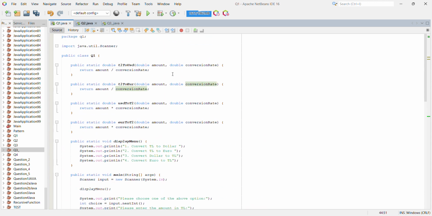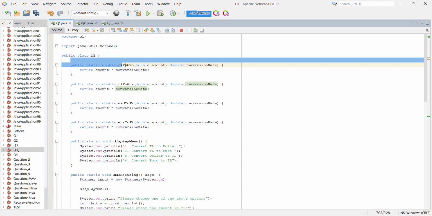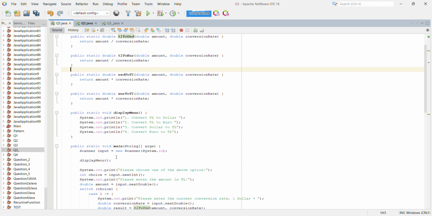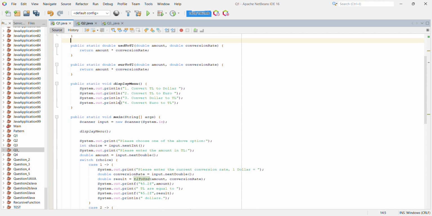If we look at the methods in our question, for example, since the value of TL is lower than the dollar, we divide the given amount. We can take it as a double because the result we will get when creating our methods is a number. Then in the question there are options for us to convert which currency to what. We take this as a void.